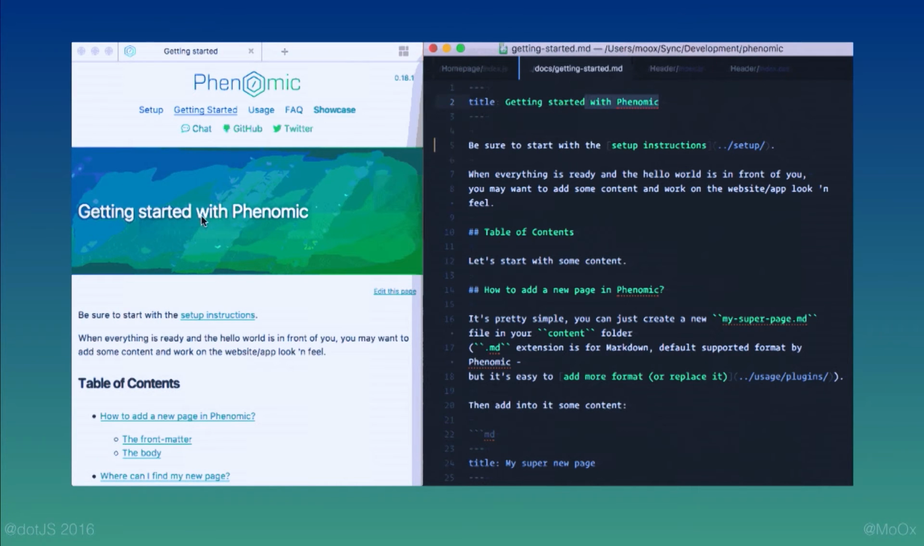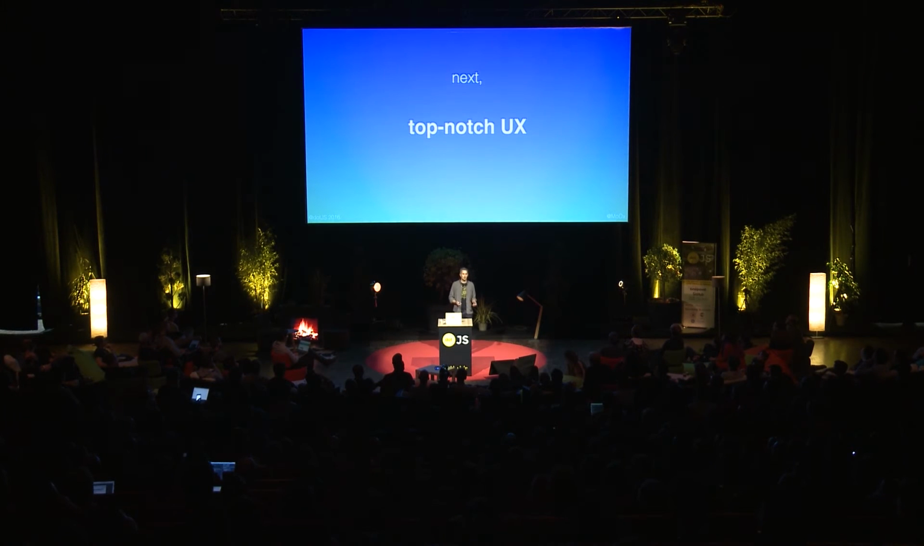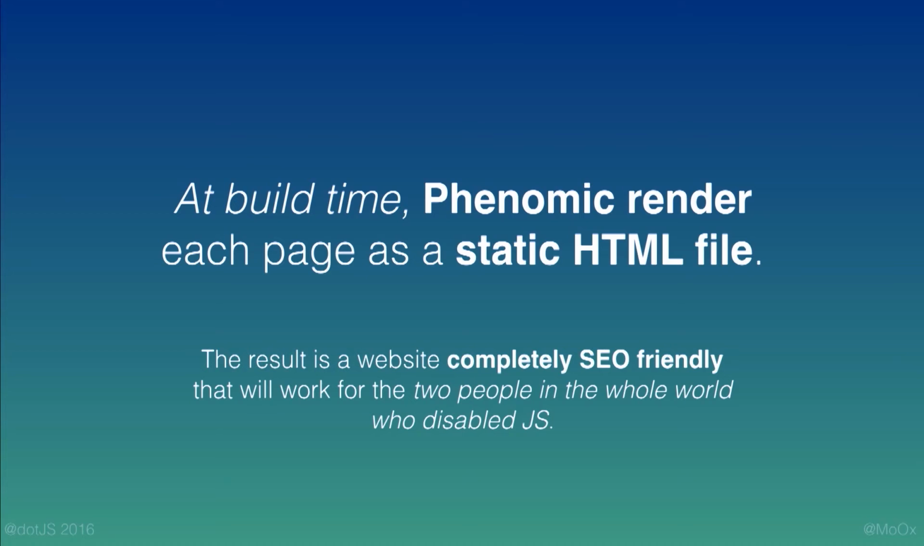You might ask, what does Phenomic add to the equation? First off, you get hot reloading for the content. Next, you will have a top-notch user experience. At build time, Phenomic renders a static HTML file for each page. The resulting website is completely SEO-friendly, and it will work for the 2 people in the whole world who disable JavaScript. It's important.